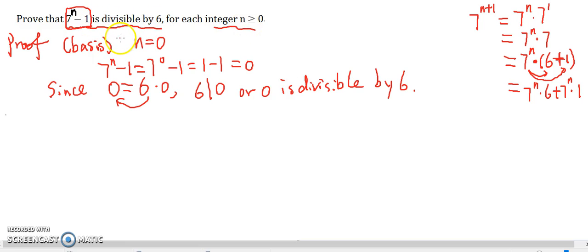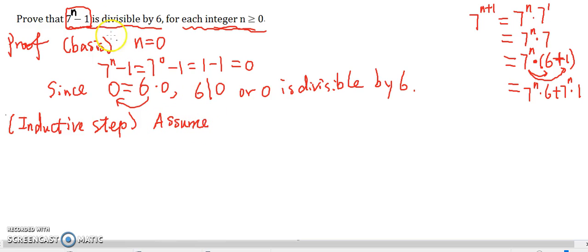But we cannot use that as a proof because we have to prove this for every single integer: 0, 1, 2, 3, 4, 5, 6, 7, all the way to infinity. So we cannot prove the basis case and prove this statement is true for every single integer. So we have to have this inductive step. In this inductive step, first we assume the statement is true.